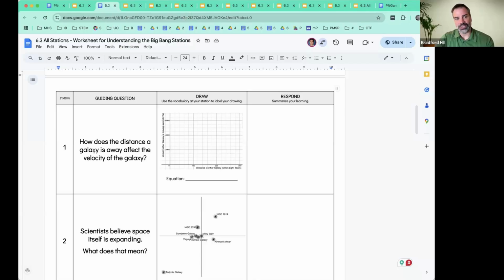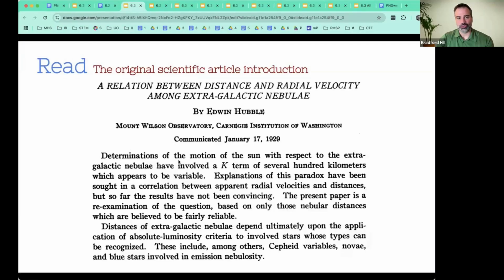Okay, so to take a peek at how distance affects galaxy velocity, just to look at one slide from it. And this is an excerpt. So they actually read, this is considered one of the most readable scientific articles. This is actually Hubble's paper that he first published the Hubble constant in. So they actually read an excerpt from the actual paper.